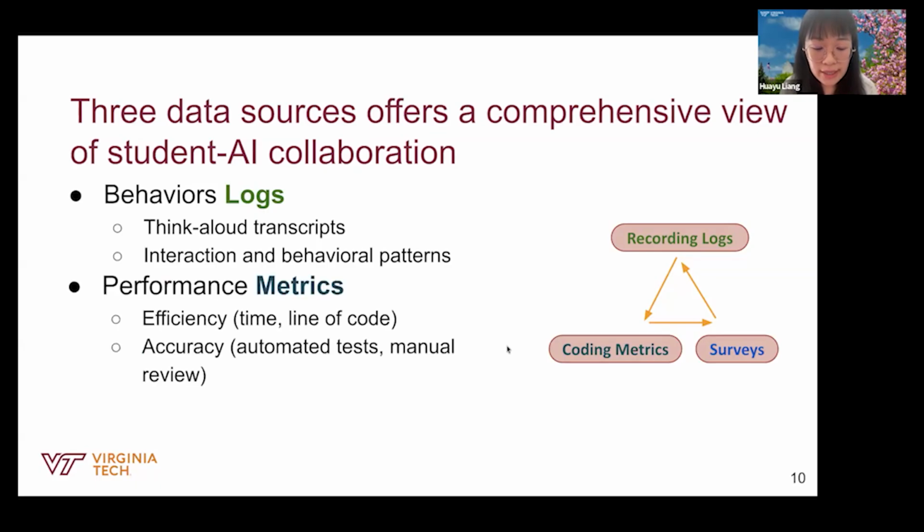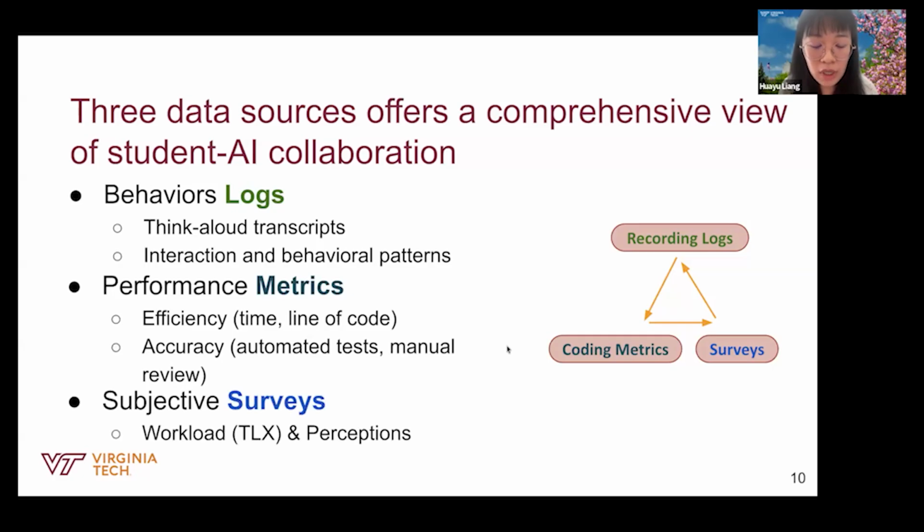We also measure their task performance through the metrics of efficiency and accuracy. We will count the time of completion and the number of lines of code for the efficiency comparison, and use the automated test suite and manual review to check the added feature and the buggy feature results. Lastly, we will explore their learning impact, such as the workload and the perception, through their self-report from both surveys.